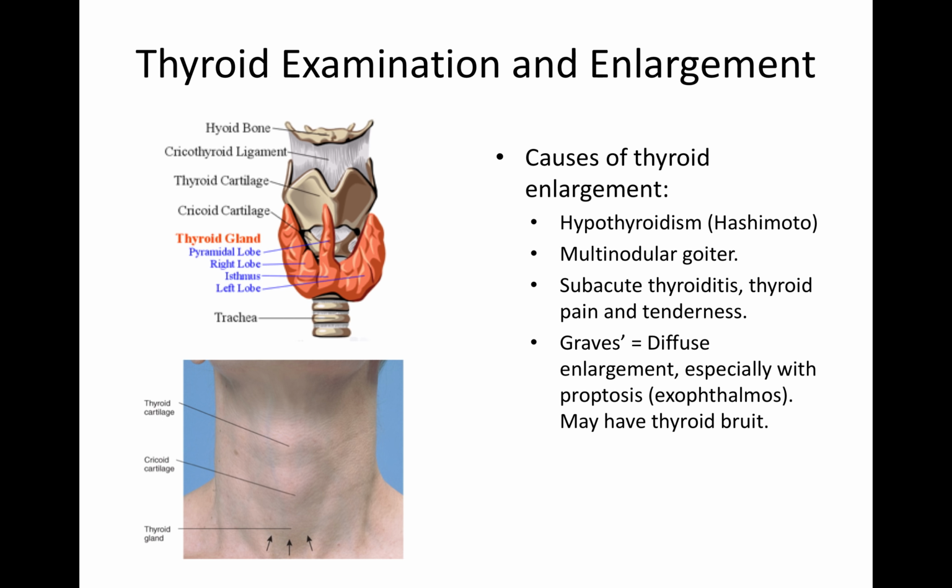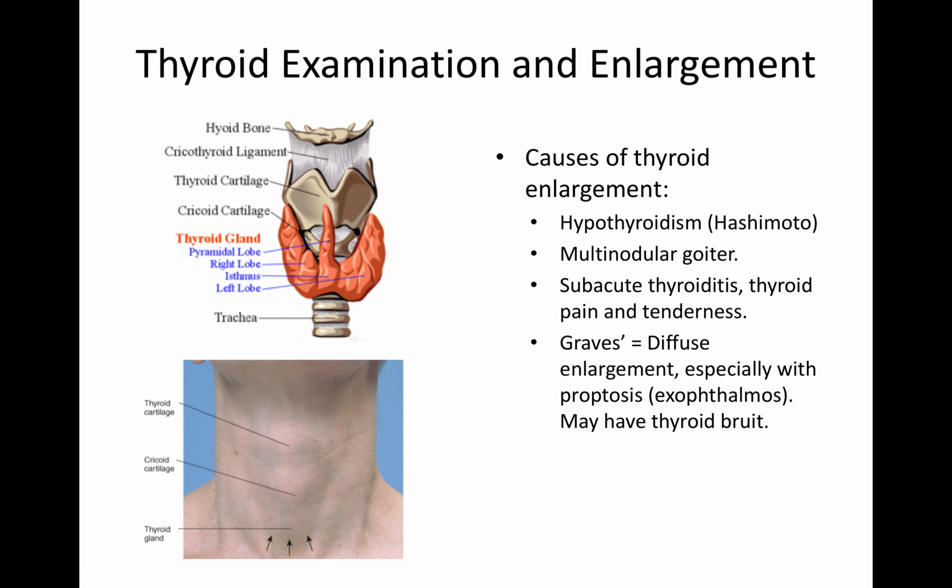Let's move on to the thyroid exam. What do we want you to know about this? First of all, where it's located. Find the thyroid cartilage and go inferior to the thyroid cartilage. Oftentimes the isthmus or the lobe in between, the pyramidal lobe, is located right over the cricoid cartilage. And the left and right lobes can be located over the cricoid cartilage. So it's very helpful to get that landmark and just move your fingers down to try to find the thyroid.